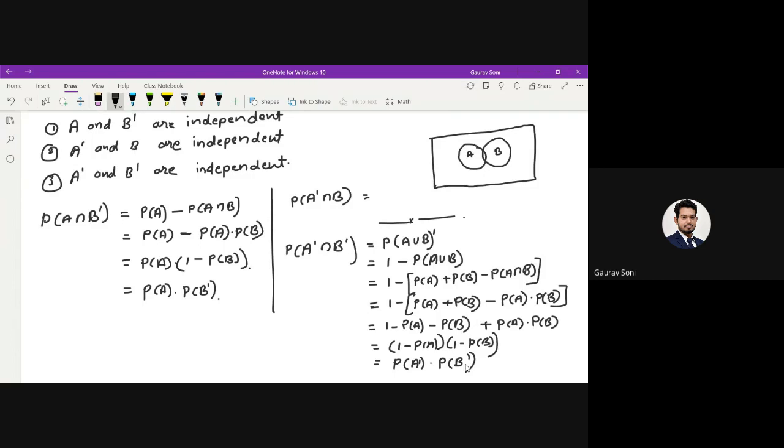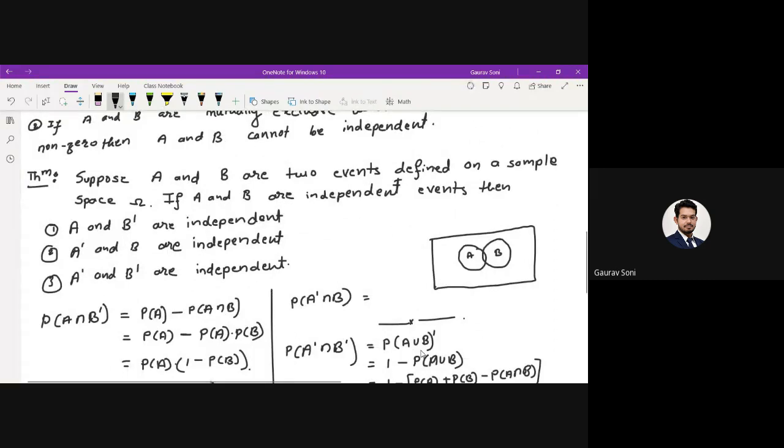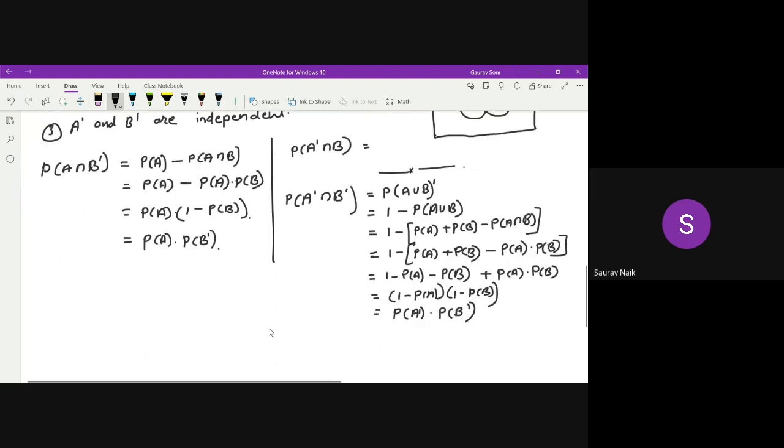Okay. So what do we learn from this theorem? Please summarize it and understand it properly: if A and B are independent, then so are A and B complement, A complement and B, and A complement as well as B complement. So it is a very important theorem. Sir, can you show the last step? Done, sir.